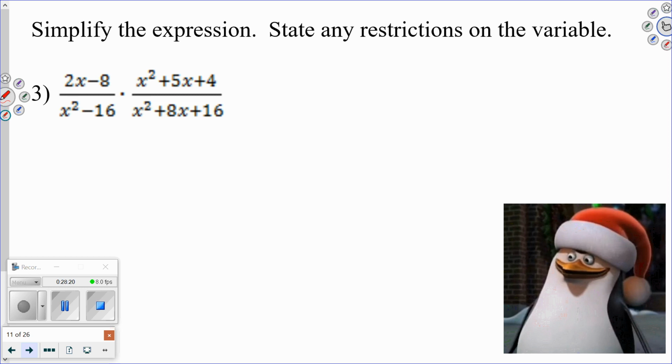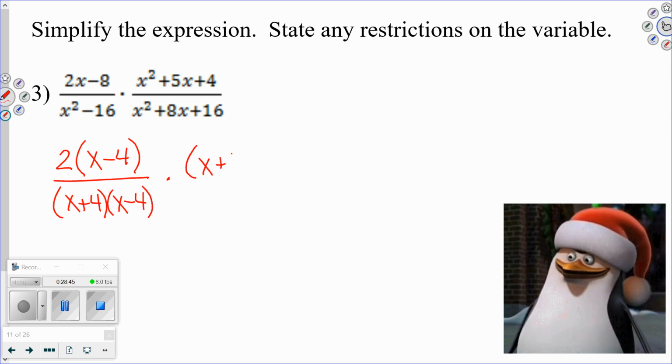Number 3. Oh, it's a pretty one, isn't it? What's step 1? Factor. Go ahead and factor. Try this one on your own, guys. All right, guys, so step 1 is to factor. So a 2 comes out of the first one, and x minus 4. The bottom is a difference of squares, x plus 4, x minus 4. The top is x plus 4 and x plus 1. And the bottom would be x plus 4 and x plus 4. All right, so that should have been your factor.